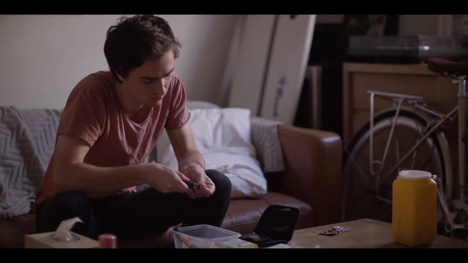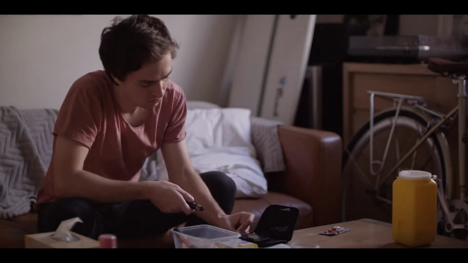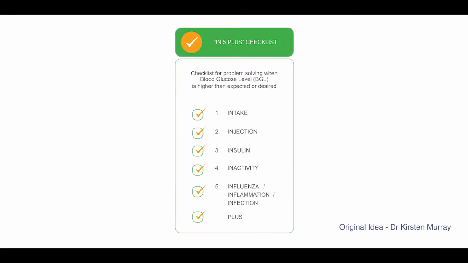Did I wash my hands before testing? Make sure there wasn't any substance or residue on your finger, such as sugar or fruit juice, that may have altered the result. If you are sure there is not, start step B, what we refer to as the IN5+ checklist. The IN5+ checklist is an easy way to remember the important factors to consider when your blood glucose test result is high and the action that is required.